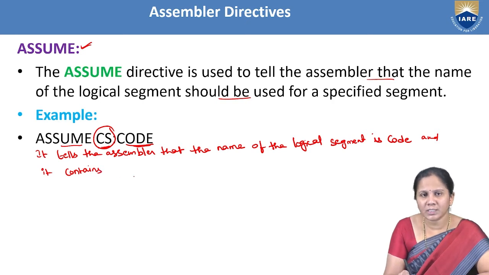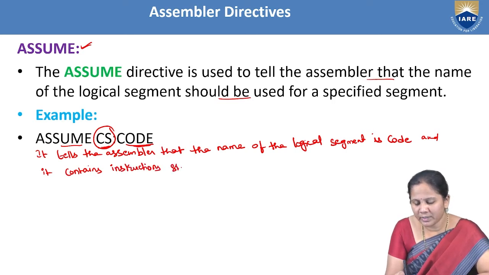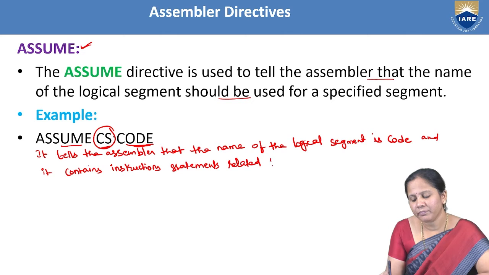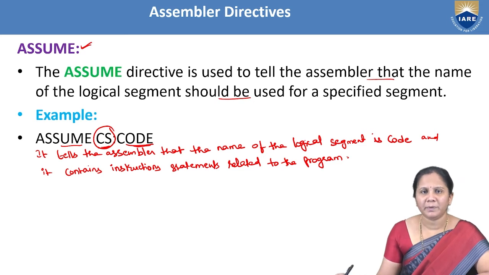So what does the code consist of? The code consists of instructions, statements related to the program. That means it is used to perform some specific operation.